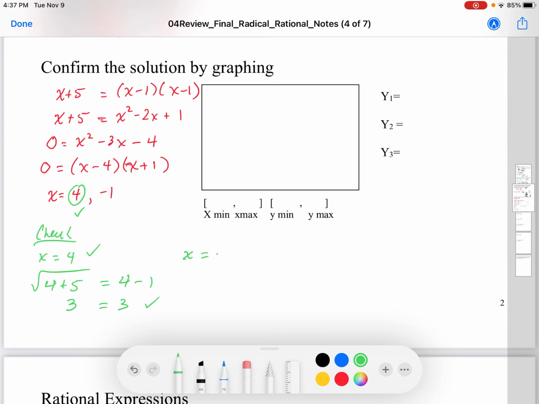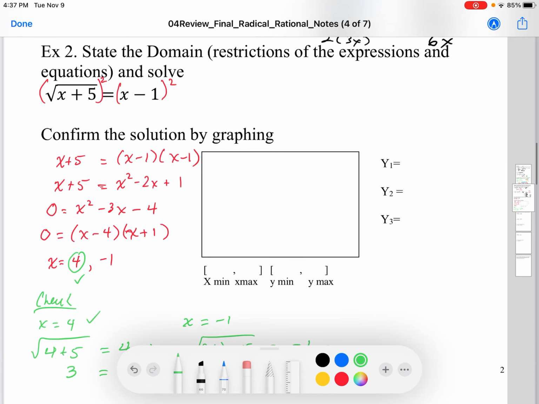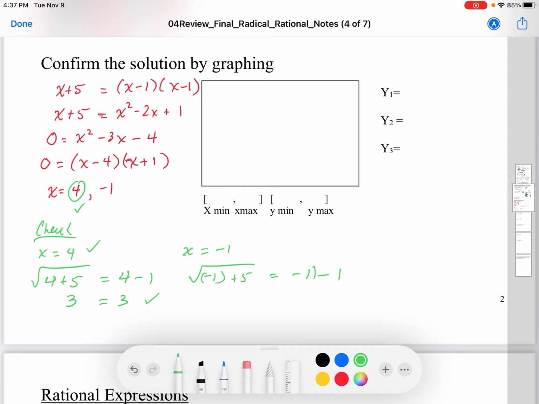So I also need to check x equals -1. When I plug it in, -1 plus 5 is 4. -1 minus 1, minus 1. Okay, x minus 1 on that side. So I get square root 4 is equal to -2. Well, square root 4 is positive 2. So this does not equal. So this means that this is extraneous. Okay, so I've got my one solution and one extraneous solution.